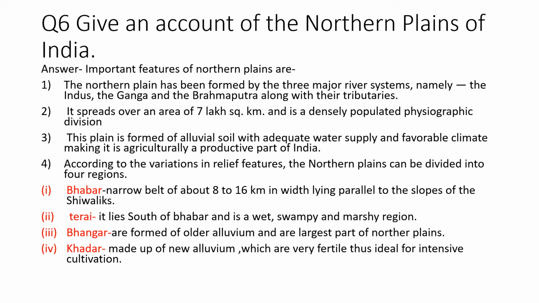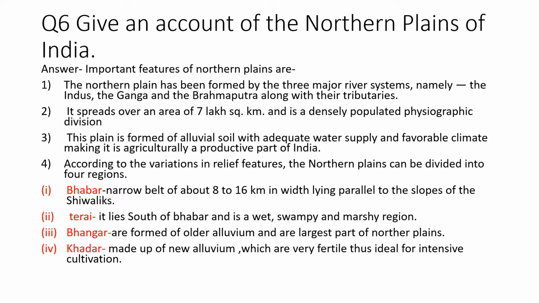Point number 3 is this plain is formed of alluvial soil with adequate water supply and favorable climatic conditions, making it an agriculturally productive part of India. Point number 4 is according to the variations in the relief feature, the northern plains can be divided into 4 regions. So you can just write the name of the 4 regions, that is the Bhabar, the Tarai, Banjar and the Khadar. Or if you can remember, you can write a single line for each of these 4 regions.